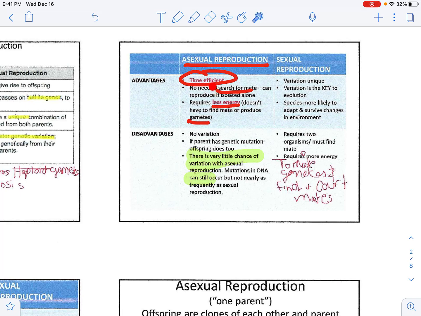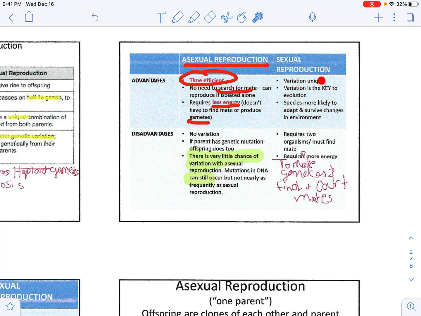So there are some advantages to asexual. You can reproduce all by yourself. You don't have to search for mates. You don't have to make gametes. It requires less energy. It's a lot easier, quicker. The only disadvantage is you have no variety, okay?